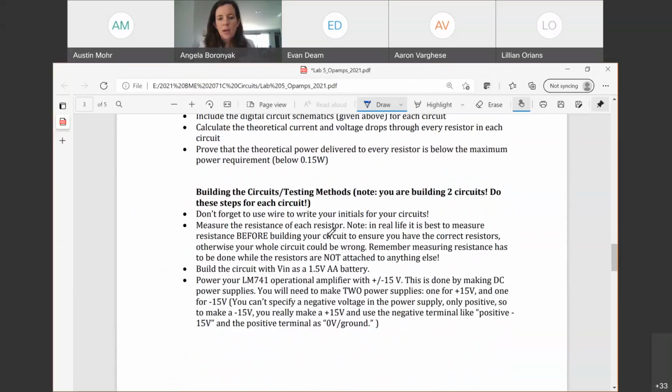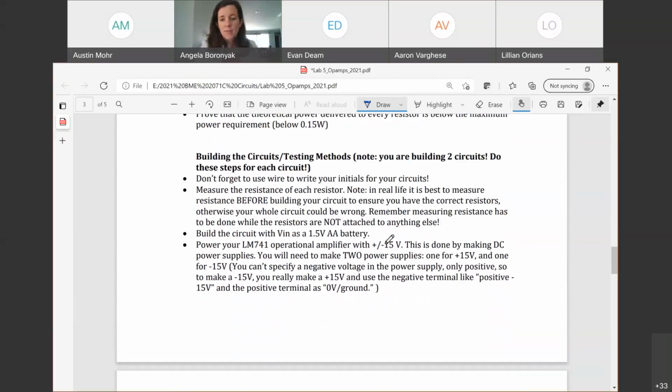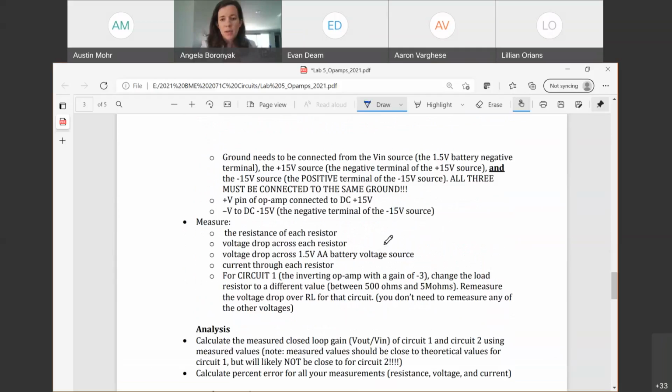And then calculate the theoretical current and voltage drops and power. But in Tinkercad, I do ask you to measure resistance to make sure you're using the resistors that you think you should. Then measure resistance with them not hooked up to their circuit. Don't forget to power your op amp with both positive and negative 15 volts. We talked about it's a little tricky to do that. And measure the resistance of each resistor and the voltage drop. I'm going to actually cut this out and say you don't have to measure current. You can do it if you want, but I won't count off for not doing that here.